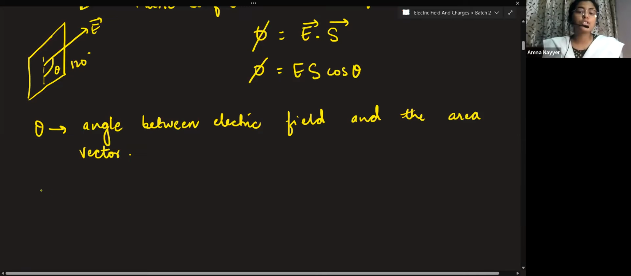All right. So there is no need of direction in case of electric flux because this is a scalar quantity. Electric flux is a scalar quantity. So you just take out the direction using this formula. Now, all of you know the SI unit of electric field. All of you know the SI unit of surface area. What should be the SI unit of electric flux?